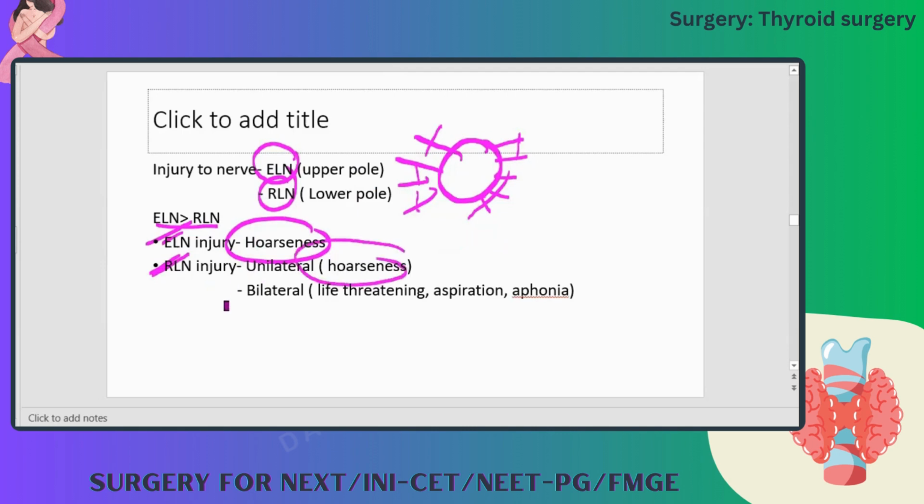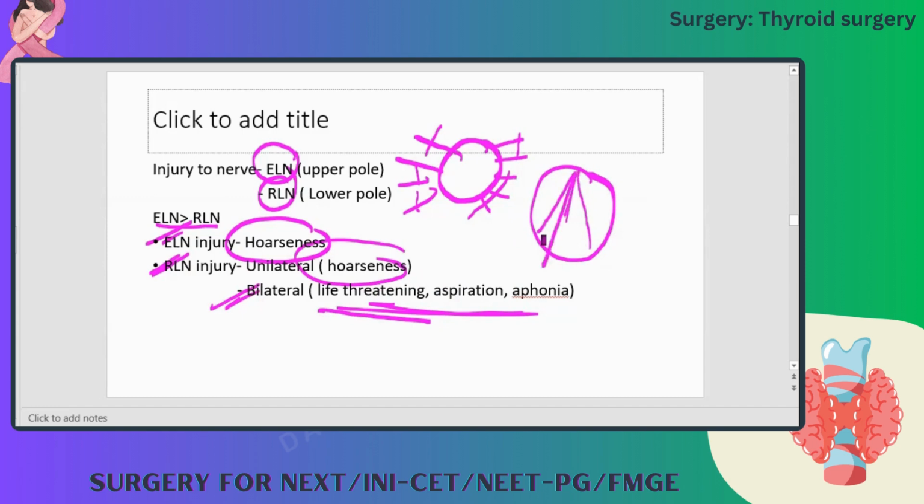If both of them are injured, then it is a bilateral life-threatening condition. What will happen if both the recurrent laryngeal nerves are injured? Can anybody tell me? Aspiration. Vocal cords will get into paramedian position, or cadaveric position, we call it. See, if this is the air space, these are the vocal cords. They have a space in between. But what happens when both recurrent laryngeal nerves are gone?